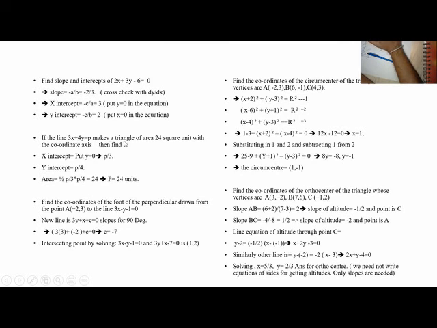If the line P makes a triangle of area 24 square units with the coordinate axes, find the value of P. He is giving the area. So we know the x-axis intercept and y-intercept. X-intercept is P by 3, y-intercept is P by 4. So what is the area of this? Half into base into height equals 24. So P is 24 units. How we got it? Half base into height. Base is the x coordinate, height is the y coordinate.